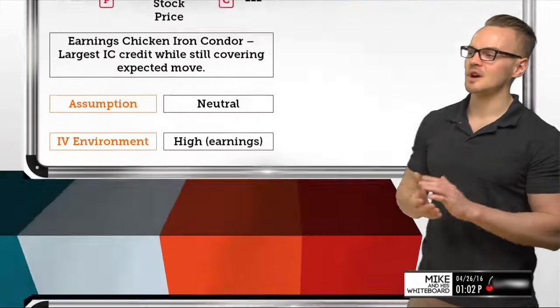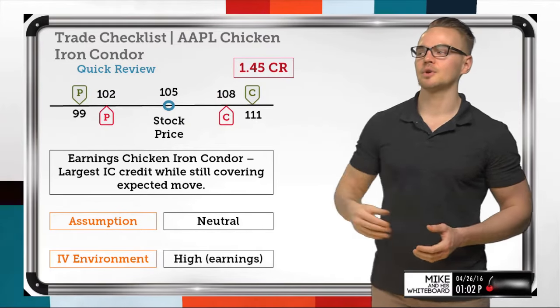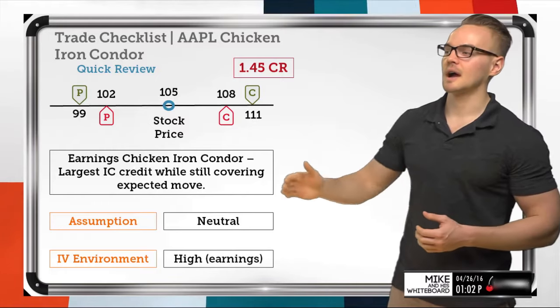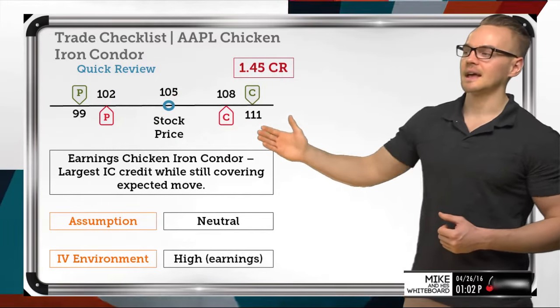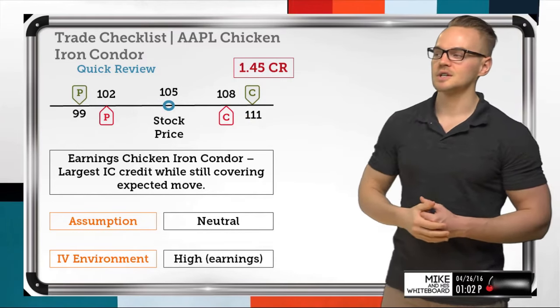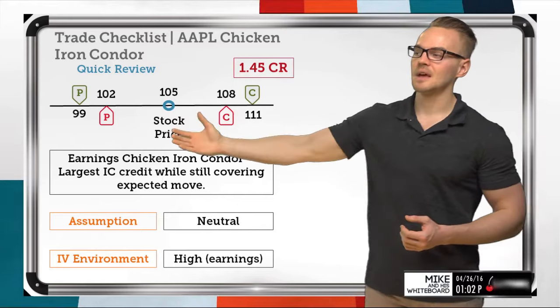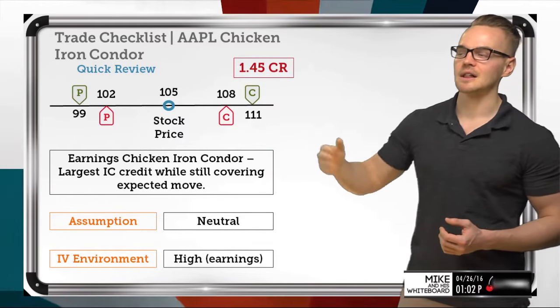So on the next slide, we'll talk about where the stock price is right now. Apple's trading right around 105, and I looked at the specific chicken iron condor where I'm buying the 102.99 put spread and selling the 108.111 call spread as well. So both of these spreads are 3 points wide, as you can see, but they're pretty close to the stock price, and I'm aiming for a credit of $1.45.